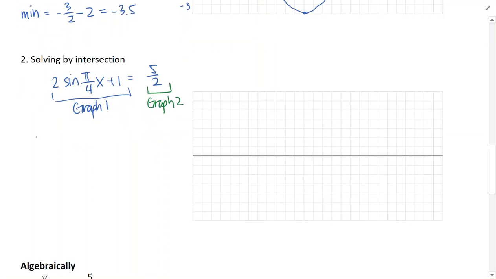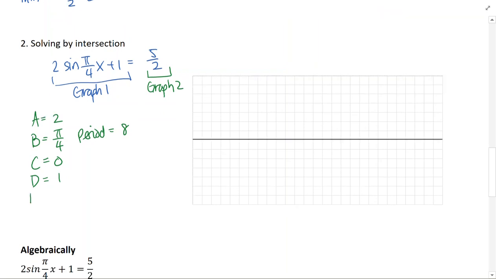So A has not changed. B has not changed. So we know the period is still 8, okay? C is still 0. D, however, has changed. Now it is 1. So that means my max is now at 1 plus 2, and my min is now at 1 minus 2. So it's at 3 and negative 1. Graph 2 is just going to be a straight line.